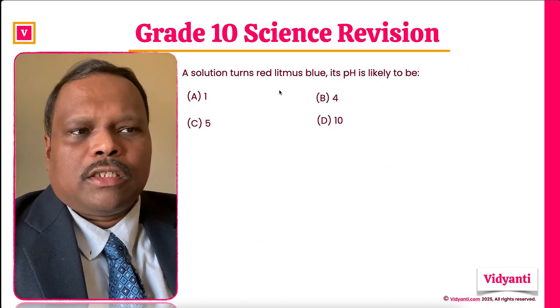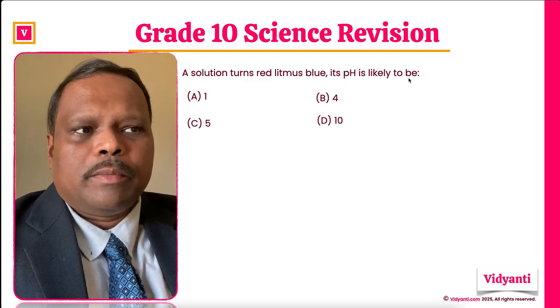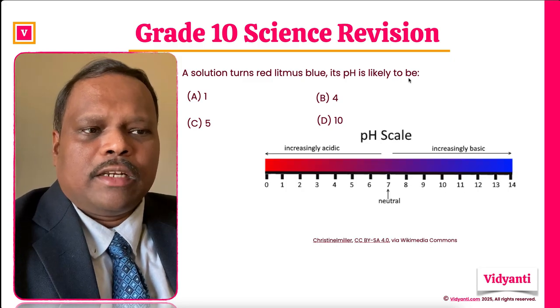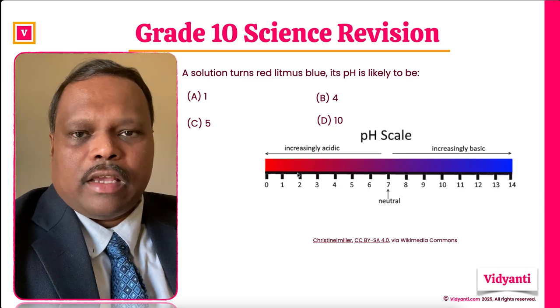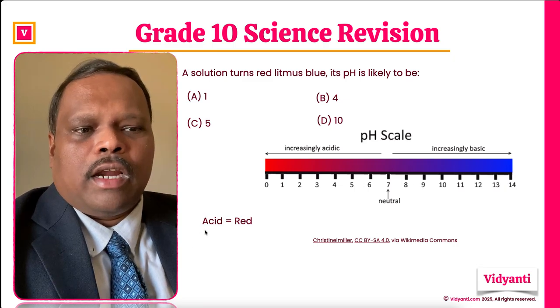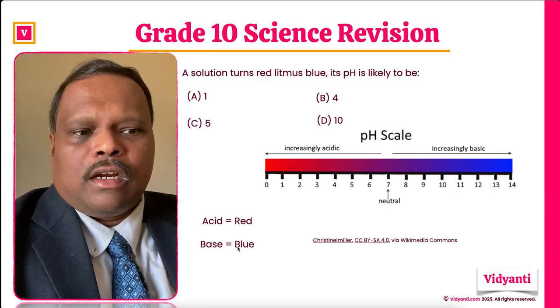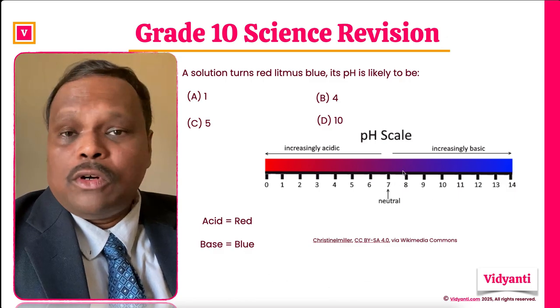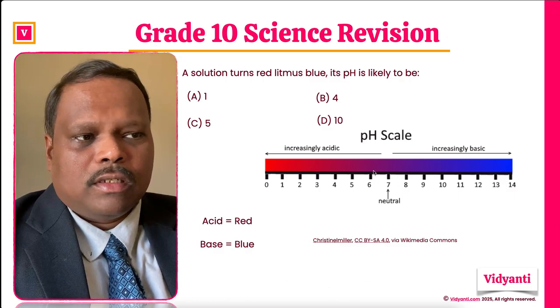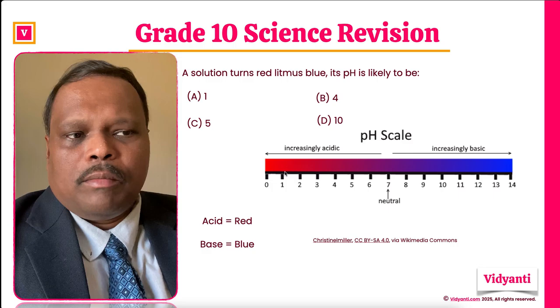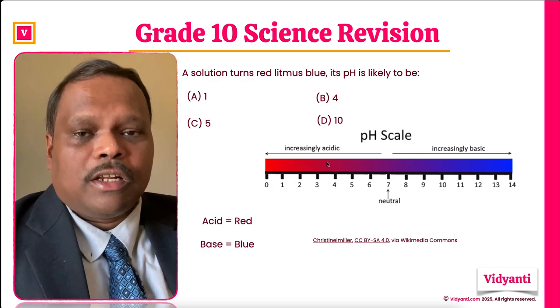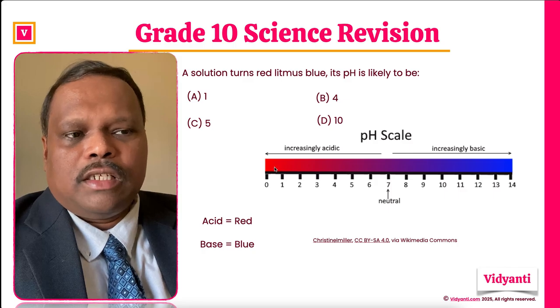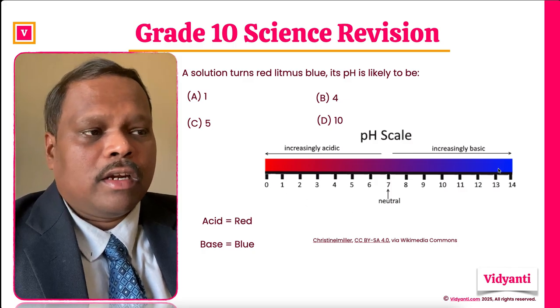A solution turns red litmus blue; its pH will most likely be? So let's recall, this is the pH scale. 7 is neutral, left is acidic, right is basic, and remember, acid is red and base is blue. One good thing they have done here is color coding. They have made this red and blue, which matches exactly. Maybe it's intentional. As you can see here, it becomes more and more red, and here it becomes more and more blue.